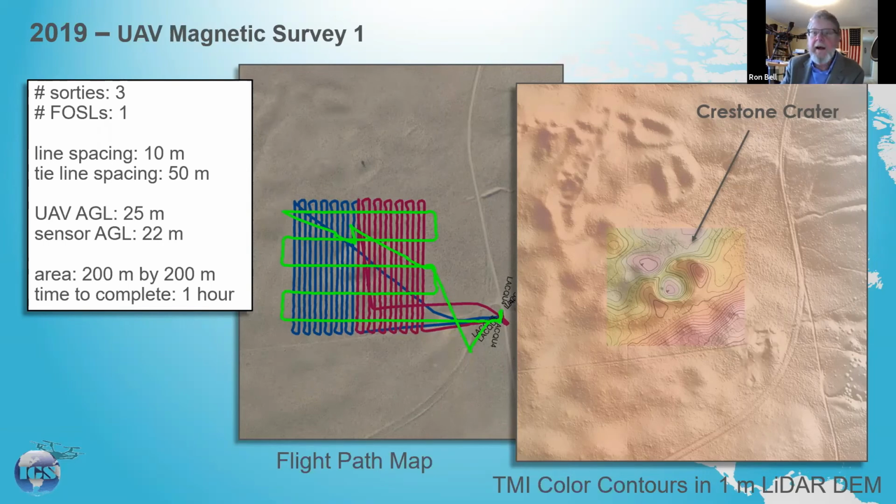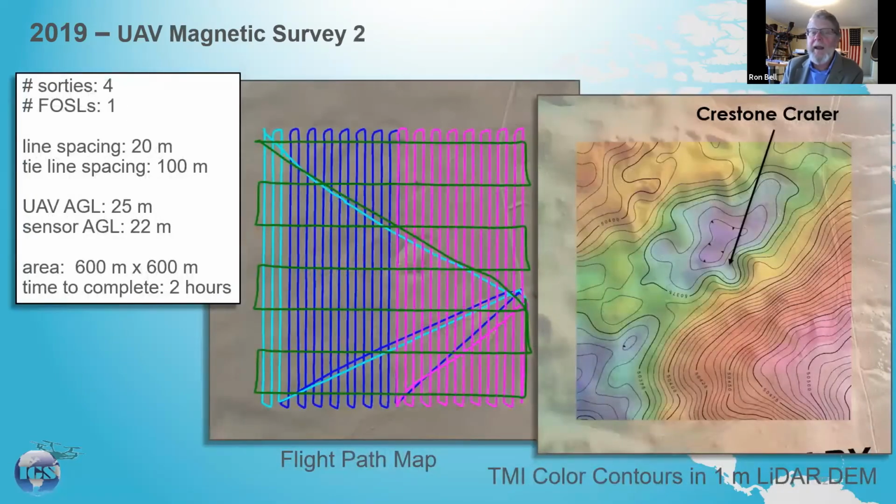So we did that, and then we backed up a minute and flew another survey, roughly 600 meters by 600 meters. So we're replicating our bigger survey in 2017, with 20-meter line spacing, 100-meter tie line spacing, roughly the same altitude that we're flying the drone and the magnetometer, and we achieved that within 2 hours time.